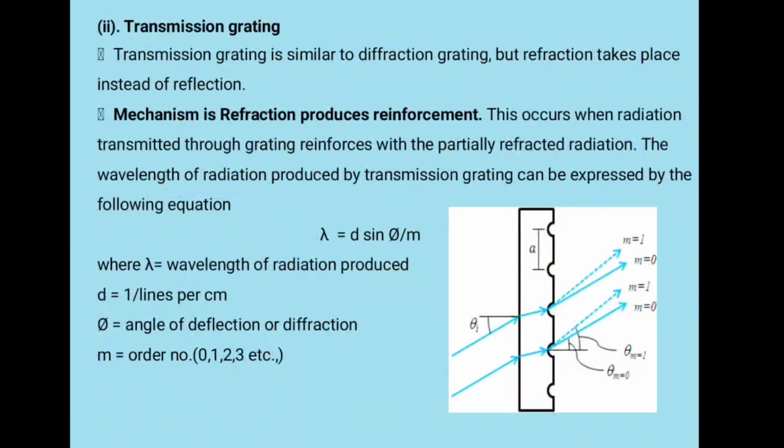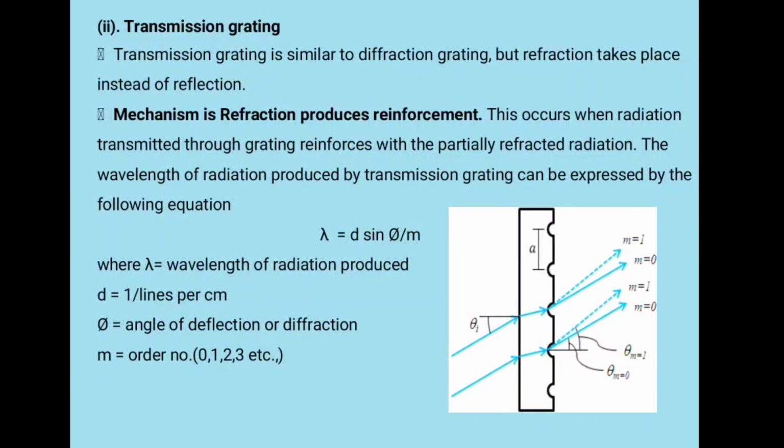Next, coming to the transmission grating. Transmission grating is similar to diffraction grating, but here instead of reflection, refraction takes place. The mechanism is that refraction produces reinforcement. This occurs when radiation transmitted through the grating reinforces with partially refracted radiation.